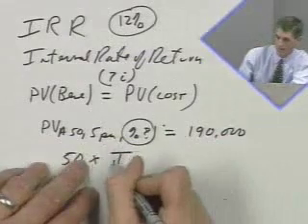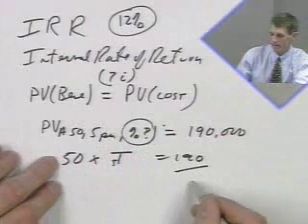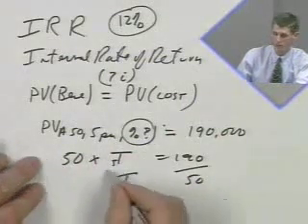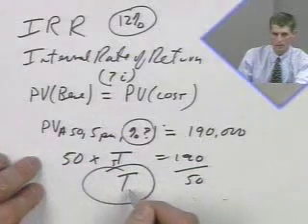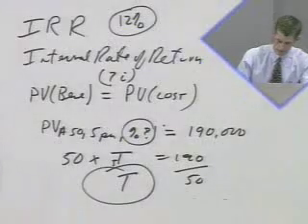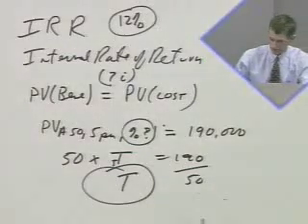Times some number from the table at 5 periods is equal to 190. Or 190 divided by 50 is equal to some number from the table. Right? Does that make sense to everybody? So then we look for the table and try to figure out what that internal rate of return is. So in this case, 190 divided by 50 is 3.8.